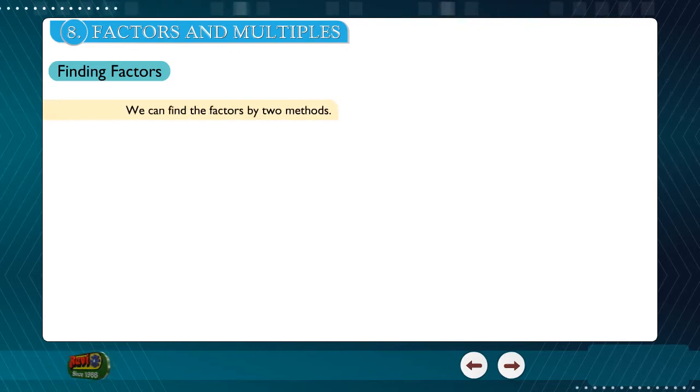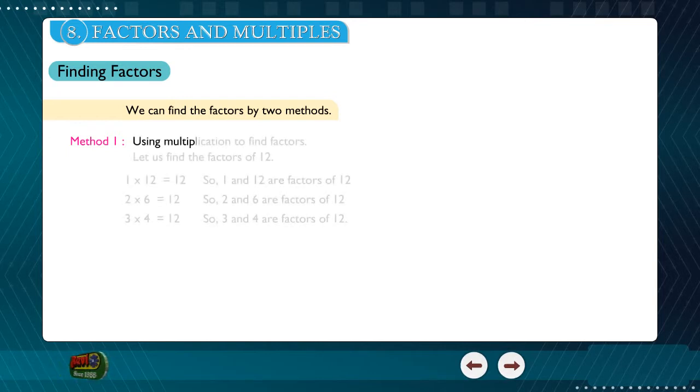Finding factors. We can find the factors by two methods. Method 1. Using multiplication to find factors. Let us find the factors of 12. 1 into 12 is equal to 12. So, 1 and 12 are factors of 12.